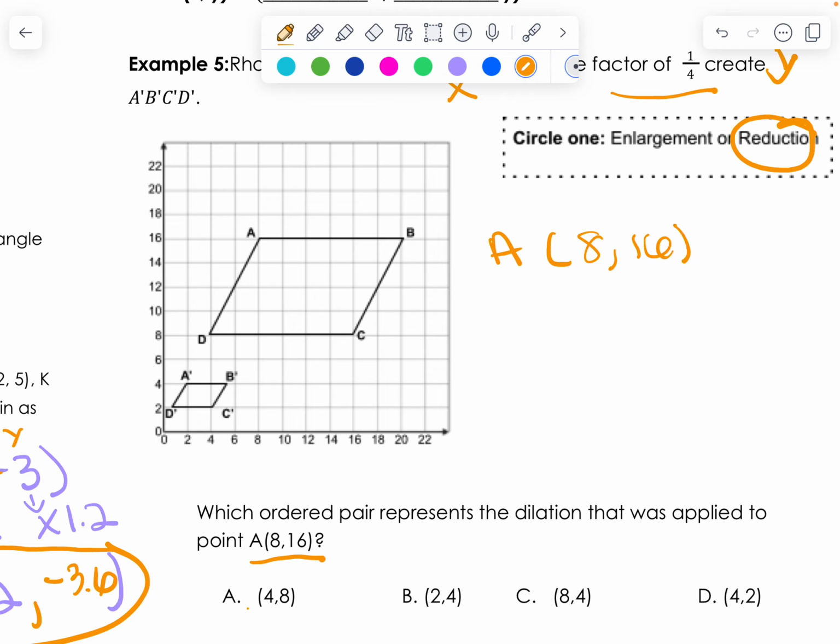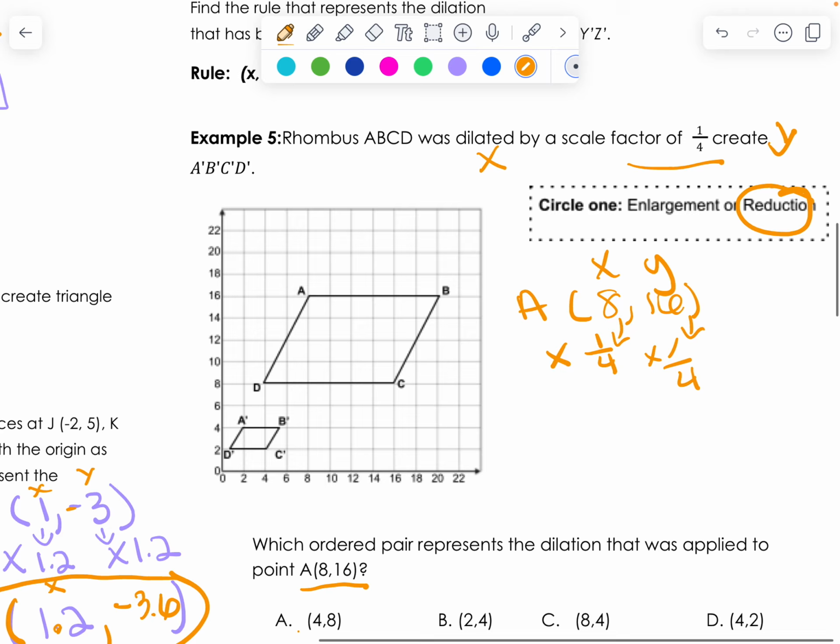Because they did give you your scale factor, all you have to do is multiply times 1/4, multiply 16 times 1/4 to get your new x value and your new y value. So go ahead and submit both of your answers for 4 and 5 in your Google form.